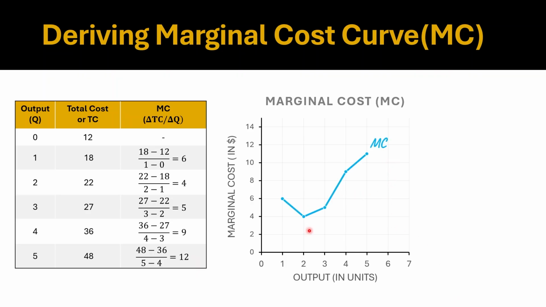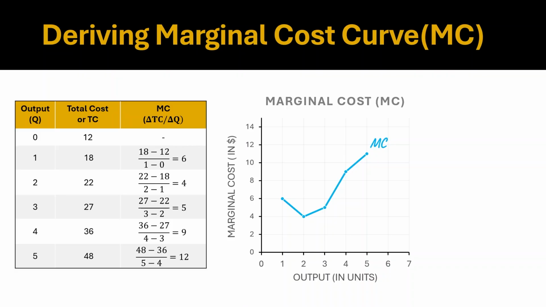The reason for this U-shape is also the law of variable proportions. Initially, better use of the fixed factor increases productivity, so marginal cost falls. But beyond a point, adding more variable factors leads to overcrowding and inefficiency, so marginal cost rises. This explanation of law of variable proportions is essential. Without it, a correct diagram alone does not earn full marks.